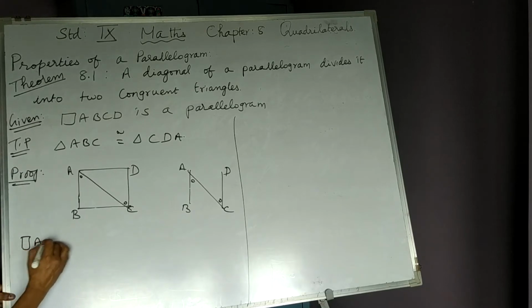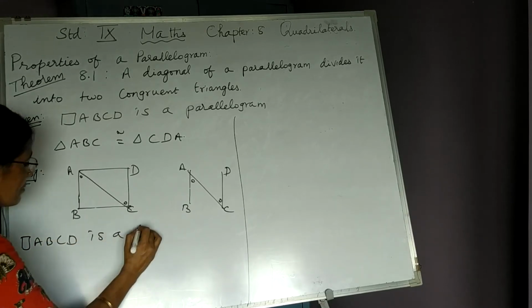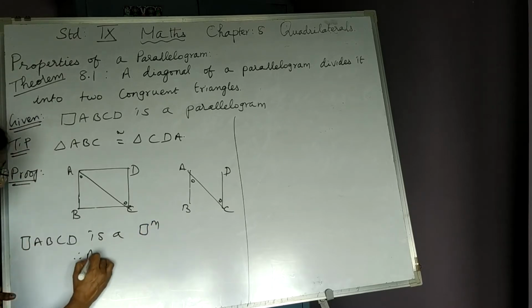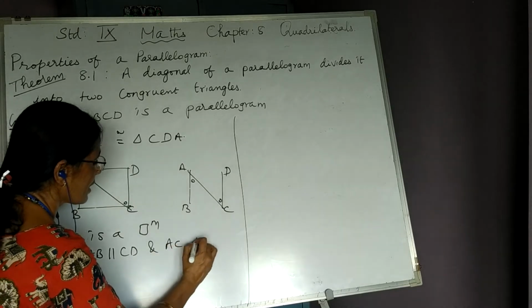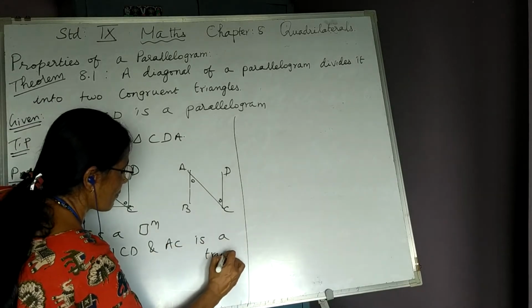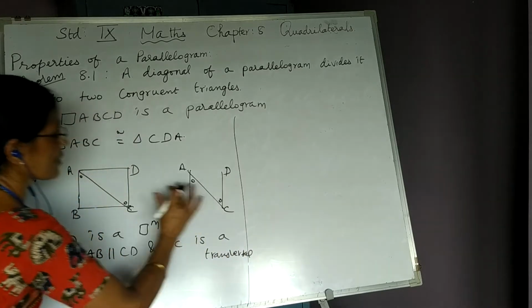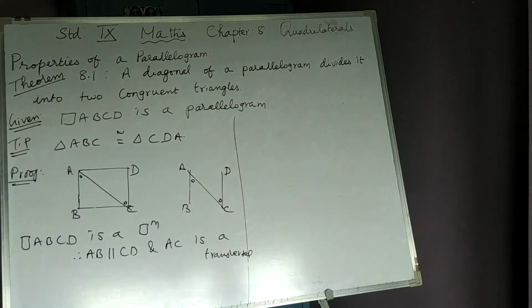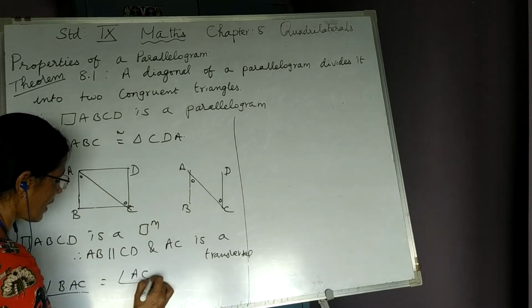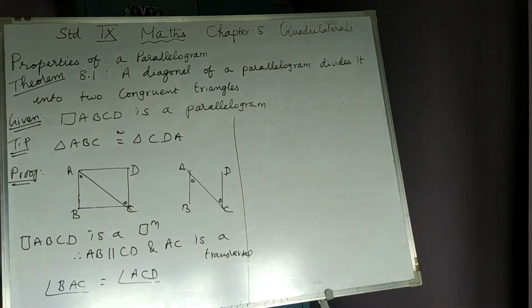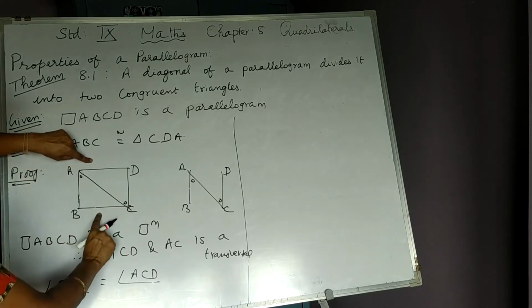So quadrilateral ABCD is a parallelogram. Therefore, AB is parallel to CD, and AC is a transversal. We know when a transversal intersects a pair of parallel lines, alternate angles are equal. So which are the alternate angles here? Angle BAC, this angle, is equal to angle ACD. And then one more pair of angles are also equal.